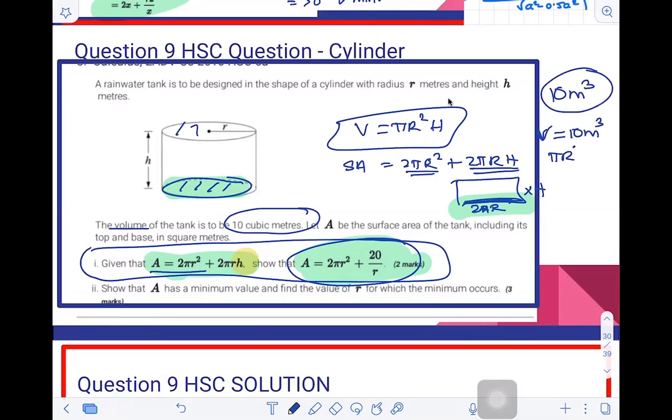So that means pi r squared h equals 10. I better use the little r because that's what they've got in here. So make h the subject. That's h equals 10 over pi r squared. And then you need to sub that into your surface area. So your surface area is 2 pi r squared plus 2 pi r h.